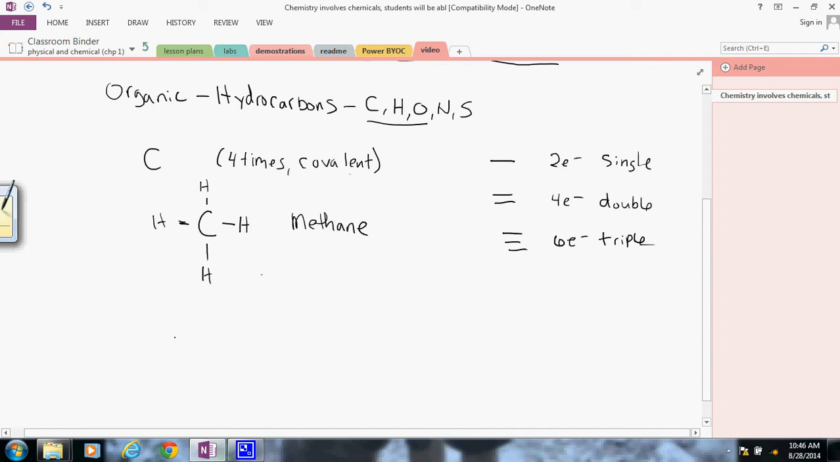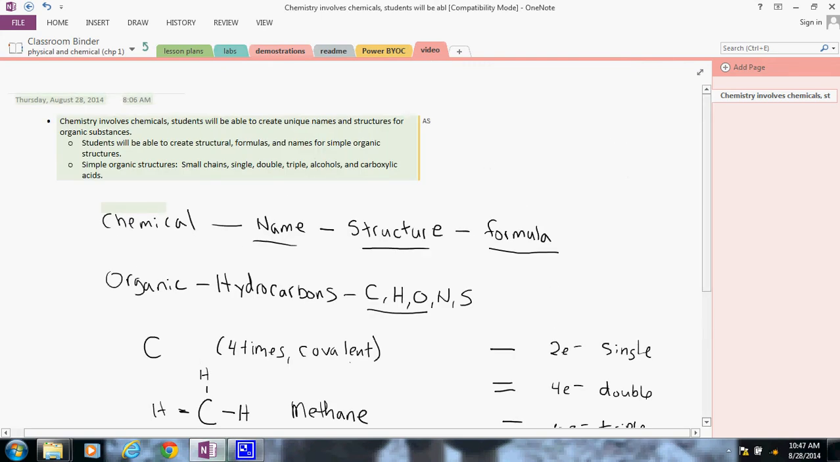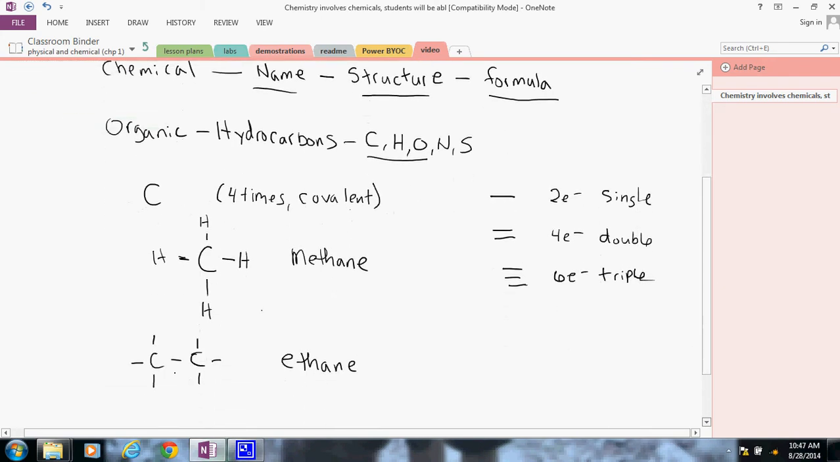Now, hydrocarbons have the ability to link in chains. So this is a 2-carbon chain, and therefore each carbon can bond 4 times. In organic chemistry, we tend to be a little lazy and just draw a dash. This is called ethane. 3 carbons in a row is going to be called propane.